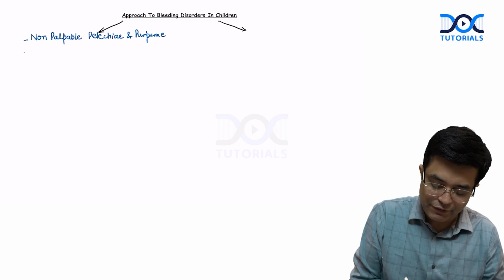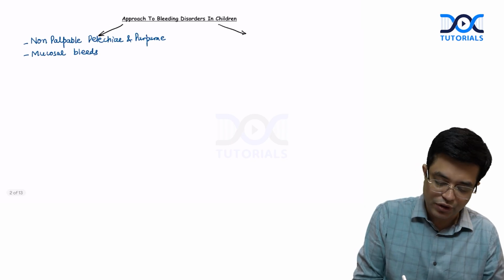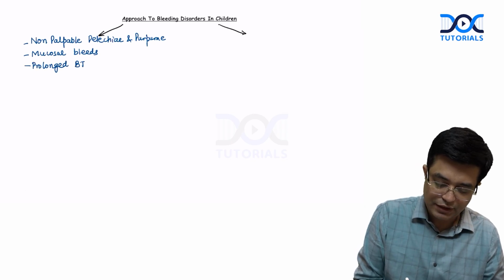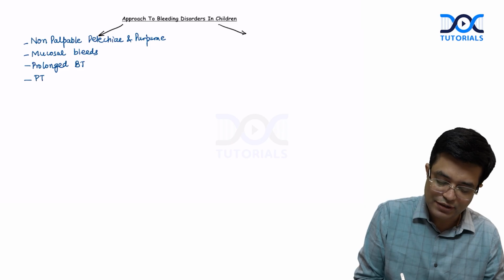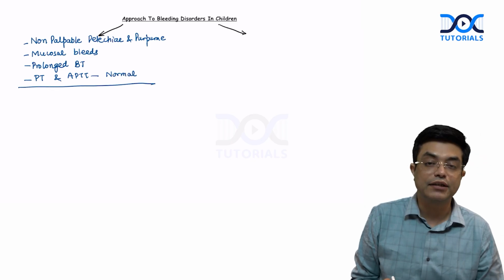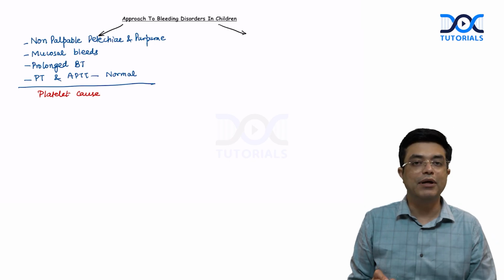Then the examiner will say there are mucosal bleeds. So mucosal bleeding will be there. There will be prolongation of bleeding time. But the coagulation tests like prothrombin time and activated partial thromboplastin time will be normal. If you have a presentation like this, the patient is likely to have a platelet cause of bleeding. So the cause of bleeding is platelet cause.